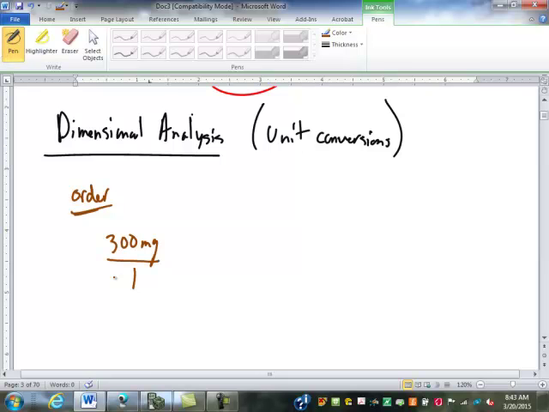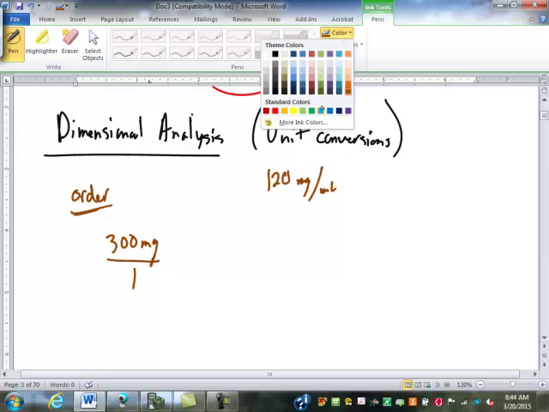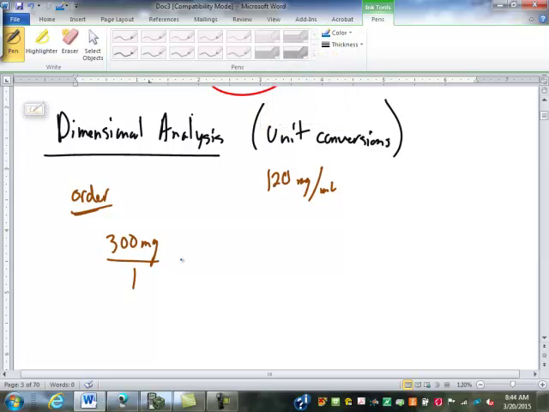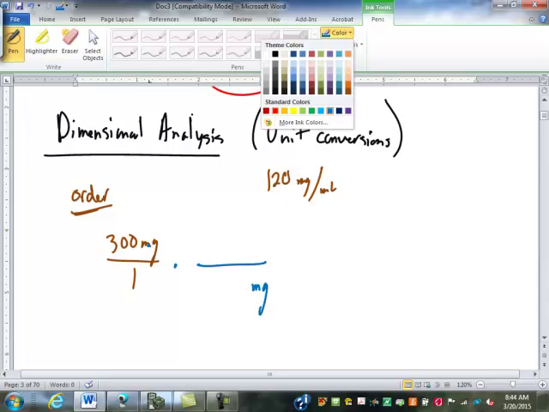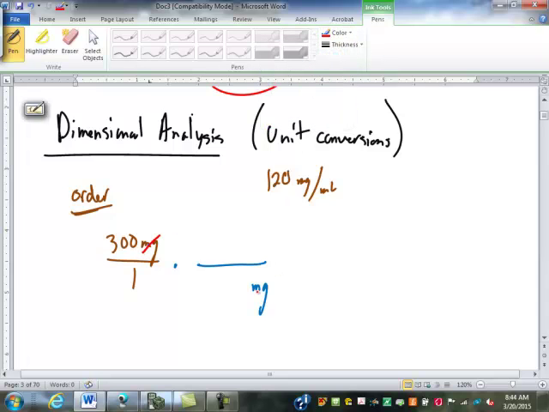And we have to now use the information on the bottle to convert that to a usable dosage. The bottle told us 120 milligrams per milliliter. So we're going to use that. We have milligrams here, so to get rid of milligrams with our dimensional analysis, milligrams will have to go down here. Because when you multiply fractions, you can cross-cancel.